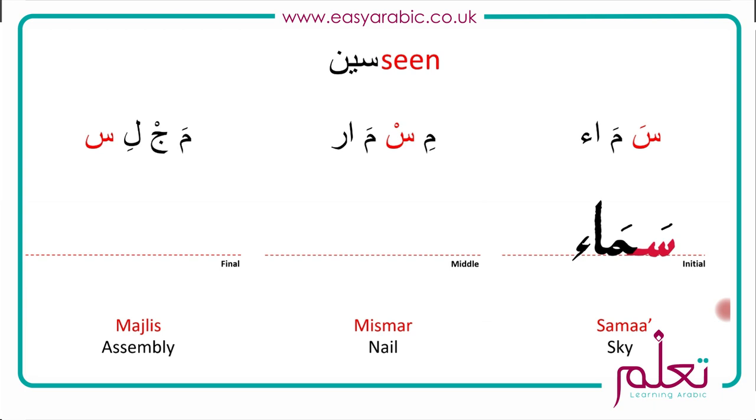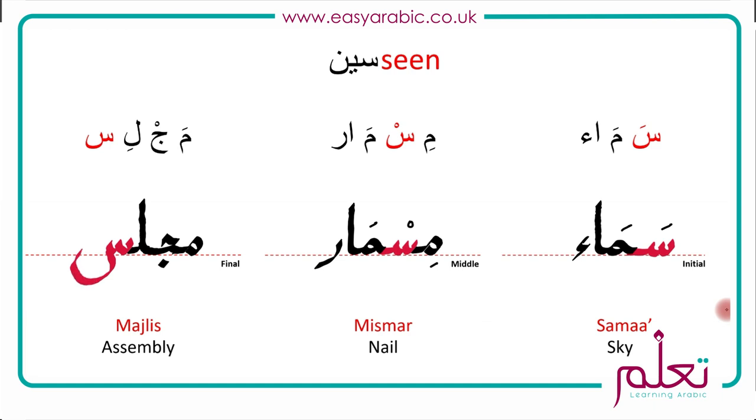Next we have mismar, which is nail. So that's meem. We have the seen, we have the meem, the alif, and the ra. Mismar. Next we have majlis, which is assembly or a gathering. So we have meem, then we have the jim. We have the lam. Then we have the sin. That's majlis.